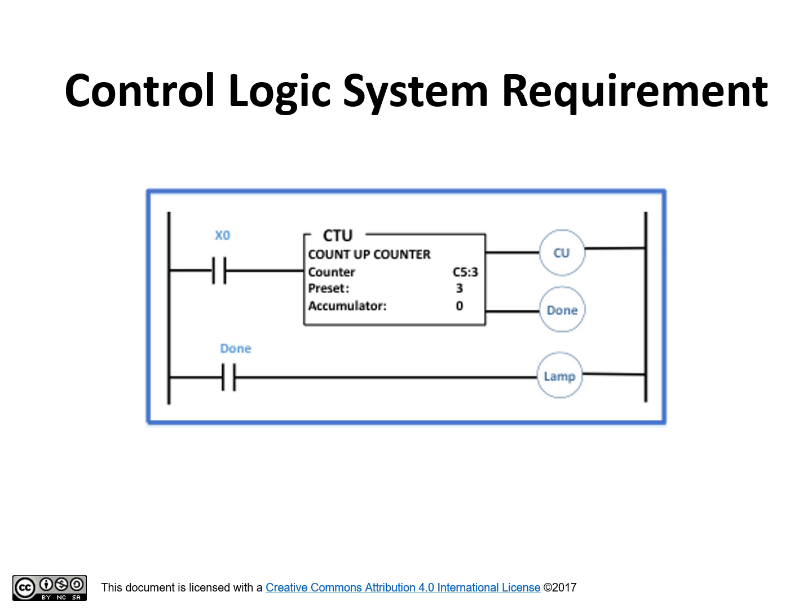The ladder logic implementation for this application is shown in the figure. When X0 is turned on and then off, the up counter is enabled and the accumulator is incremented by 1. This is repeated 2 more times, which will turn on the done bit because the preset value is reached. This will in turn energize the lamp.